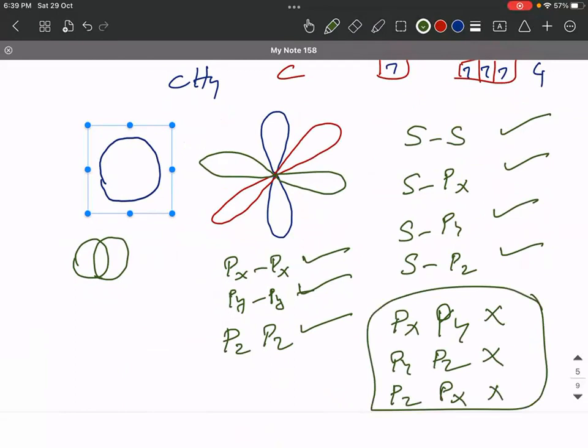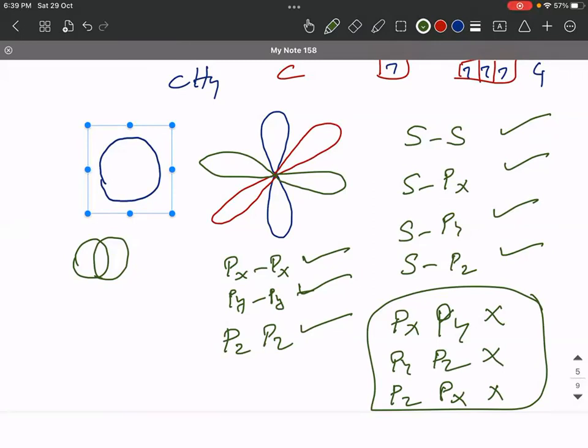The overlaps have directions. So when you have an s orbital and one more s orbital, it will form a bond like this. When you have a p orbital and another p orbital, it will form a bond like this. When the px orbital is like this and the py orbital is like this, how will it form a bond? Here the nodal point is there, and here the electron density is there. How will it form a bond? So there is no possibility. So overlaps are directional. It's a vector quantity.